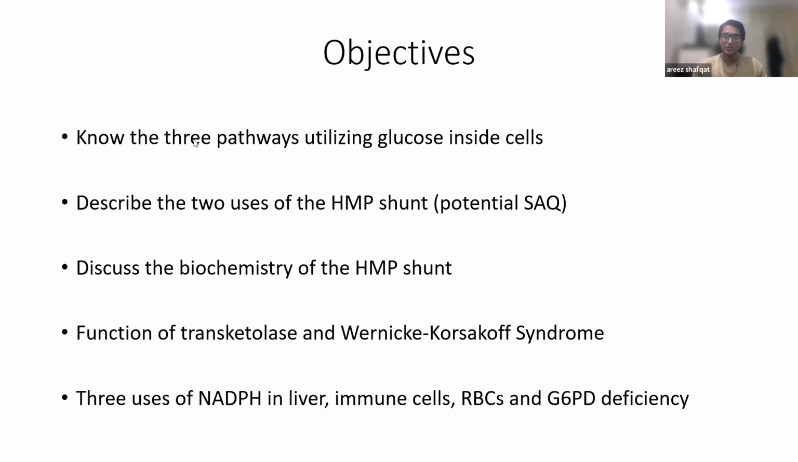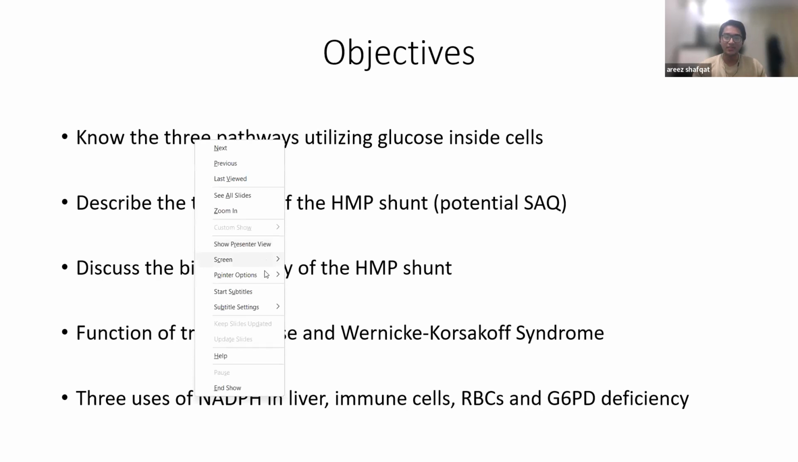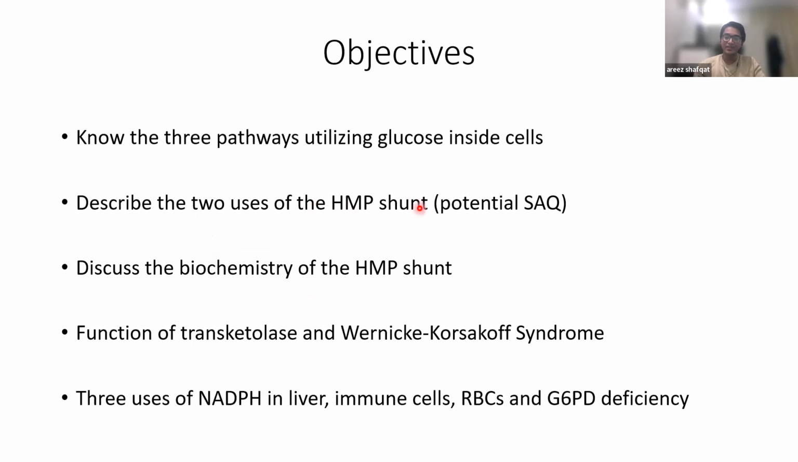And then we'll go on to what are the two uses of the hexose monophosphate shunt or pentose phosphate pathway. I remember 3 years ago, this came in our SAQ, which is describe the two uses of the pentose phosphate pathway, or the two products of the pentose phosphate pathway. So I'll show you how to answer that. Then we'll discuss the pathway itself, the important steps. There's only two important steps you need to know.